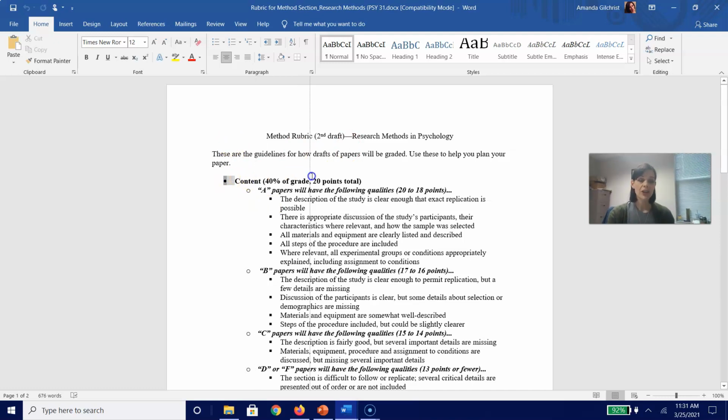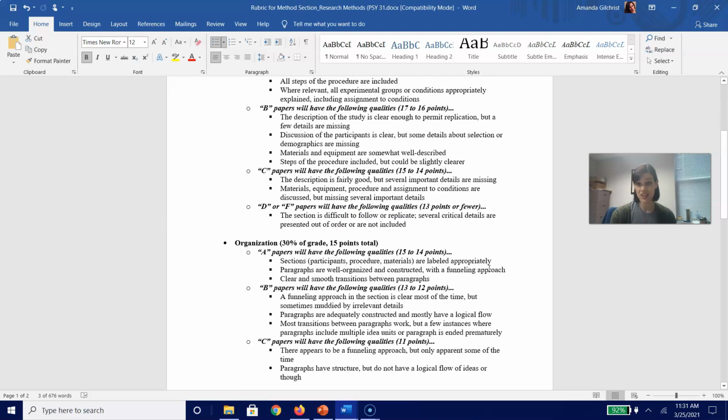But the majority of the content, we don't need to change that tab. A papers, so 40% is due to content. A papers will have the following qualities. The description of the study is clear enough that exact replication is possible. So I should be able to read this and set it up exactly as you describe with no details missing or anything that's vague. Appropriate discussion of the study's participants, their characteristics where relevant, and how the sample was selected. All materials and equipment are clearly listed and described. All steps of the procedure are included. Where relevant, all experimental groups or conditions are appropriately explained, including assignment to conditions.